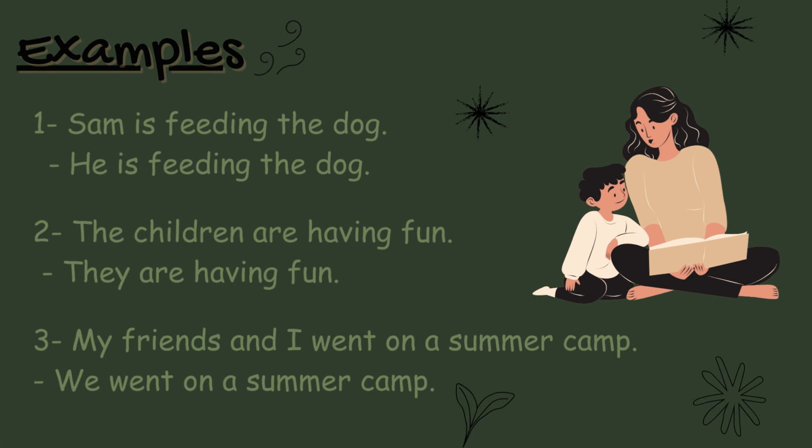Number 3. My friends and I went on a summer camp. My friends and I is also a plural noun. That's why it is replaced by we. We went on a summer camp. Here we is used to refer to a group of people including the speaker, I.